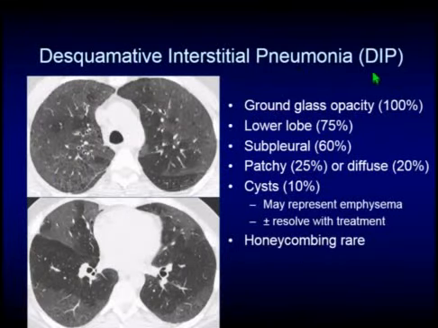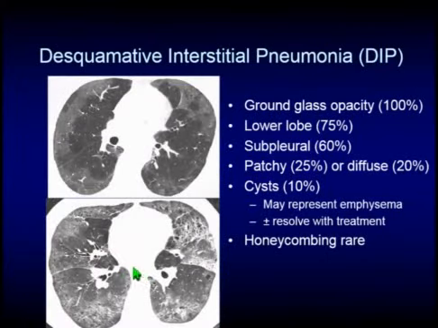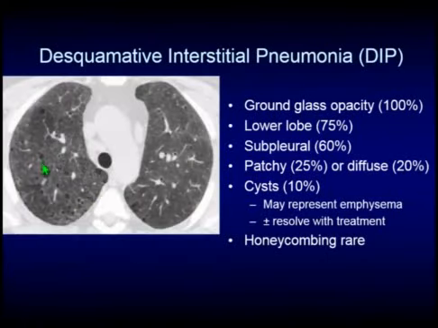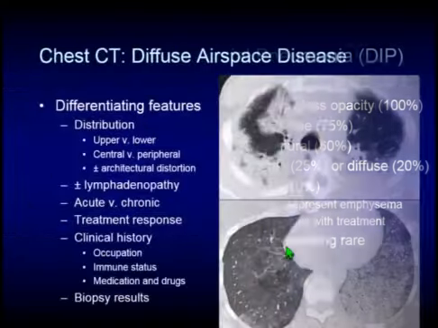Moving on to DIP. Again, this is characterized by the ground glass opacity that you see here. It often favors the lower lobe, subpleural lung, and can be patchy or diffuse, as I've shown you. In 10% of cases, you may see small cysts, and that's due to airflow obstruction. They may also just represent fortuitous or intercurrent emphysema. And again, with this entity, you really don't see honeycombing too often.